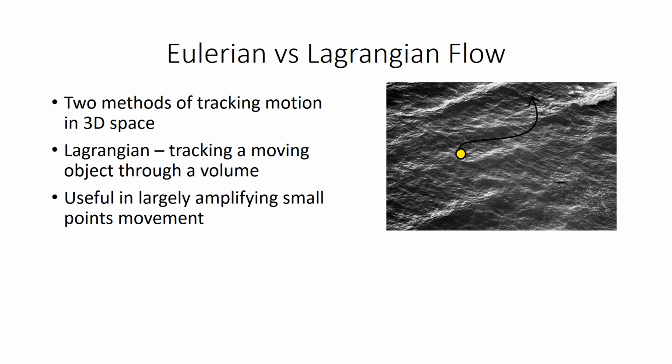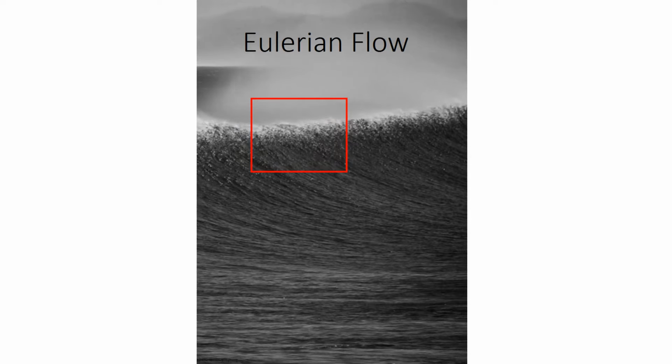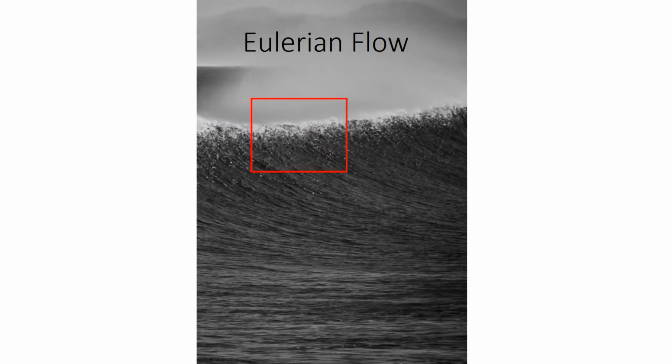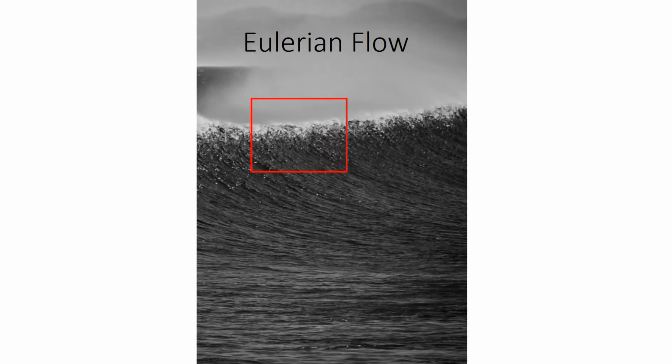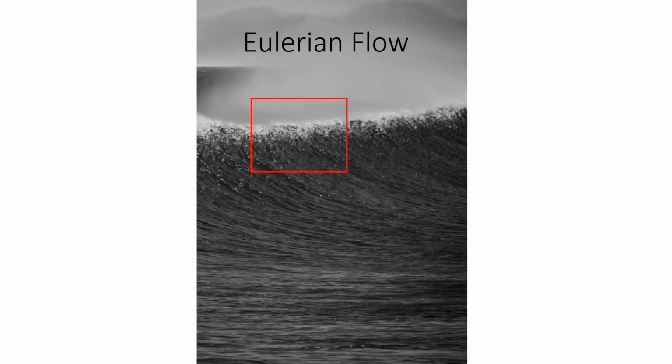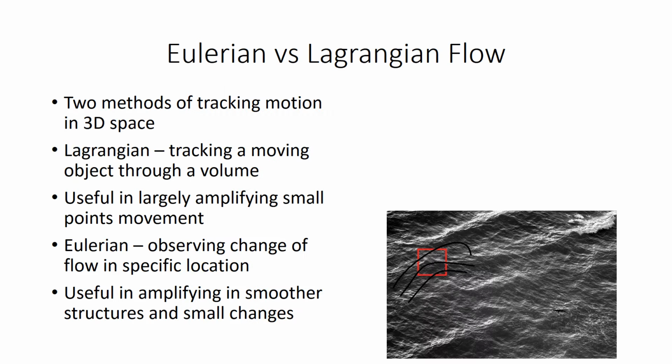In Eulerian flow, a specific location is observed, and the change of flow in that location over time is noticed. The Eulerian method specializes in amplifying small changes in smoother structures. There are good methods that work using Lagrangian flow, but they involve more information about the specific points that need to be tracked. In this case, the Eulerian flow was used by looking at the change over time at each pixel location.